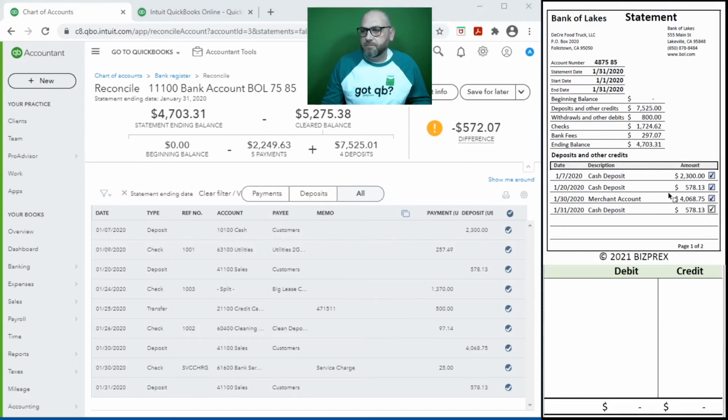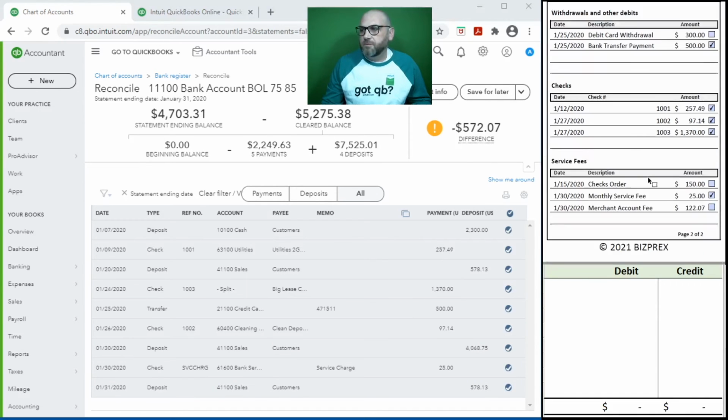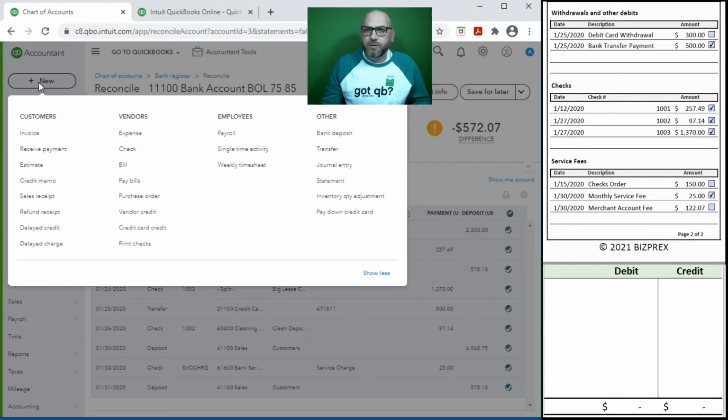All right. Okay. So we still have a few more items to get to that perfect zero. We need to get to that zero. Okay, so what do we have? Well, we have a draw. So there's multiple ways to book it.